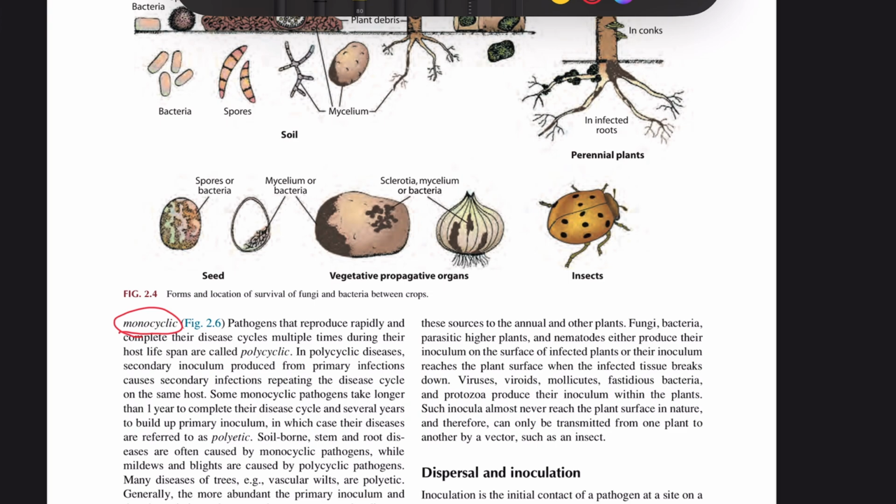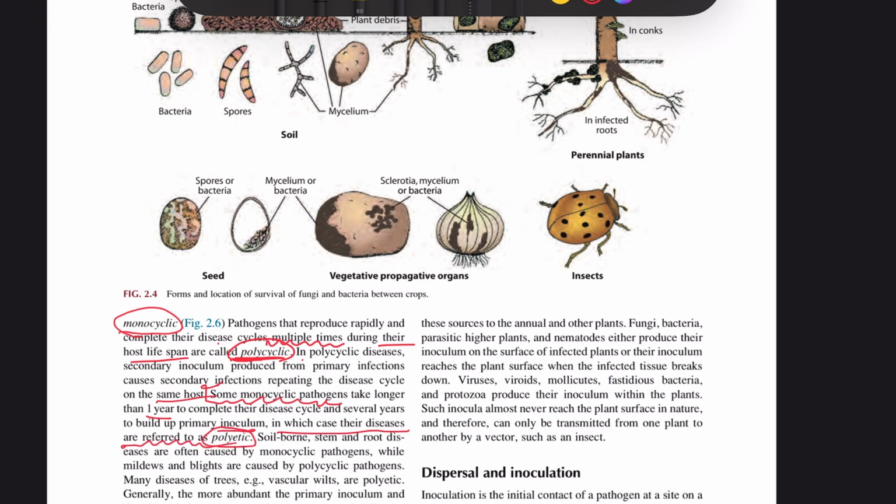The pathogens that reproduce rapidly and complete their disease cycle multiple times during their host lifespan are called polycyclic. Also, in polycyclic diseases, secondary inoculum is produced from primary infections and causes secondary infections, repeating the disease cycle on the same host. Now, there are some monocyclic pathogens that take longer than 1 year to complete their disease cycle and need several years to build up primary inoculum. So what will they be called? They have a different name, which is called polyetic.